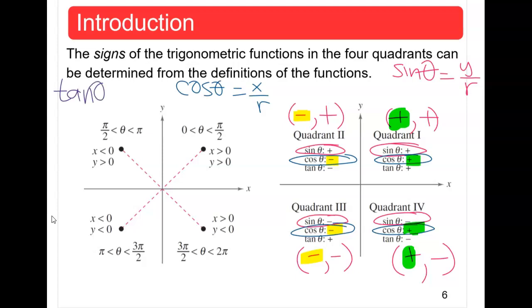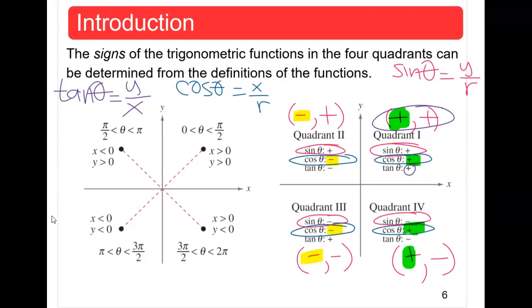Now the next one is very interesting because it is tangent. And so we already know that based on the quotient identity, tangent is sine over cosine. And based on the definition, tangent is also y over x. So imagine here, if you divide a positive over a positive, you will get positive. So the tangent will be positive in quadrant 1.